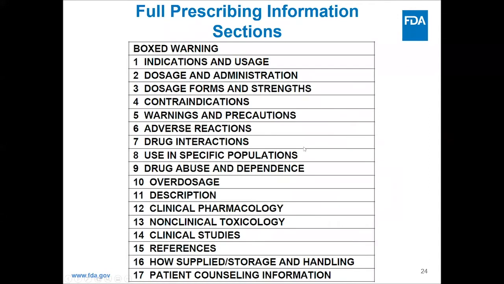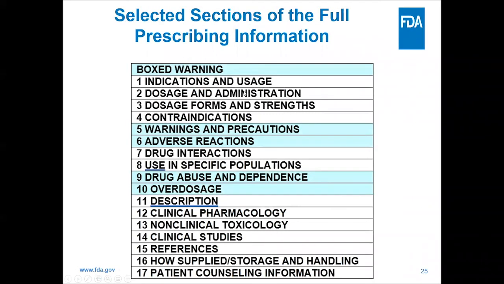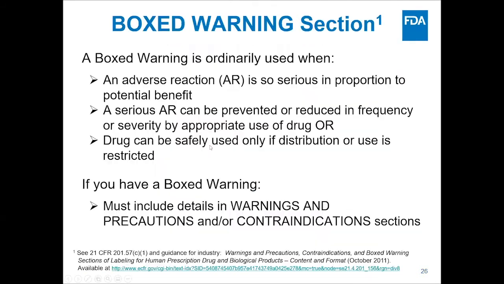Here are the sections of the full prescribing information. There are up to 18 sections if you include the box warning. Again, generally ordered in accordance to clinical importance. I'm going to focus on the highlighted sections of labeling: box warning, warnings, precautions, adverse reactions, drug abuse and dependence, and the overdose sections of labeling.